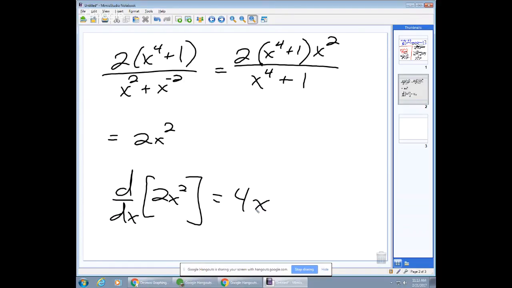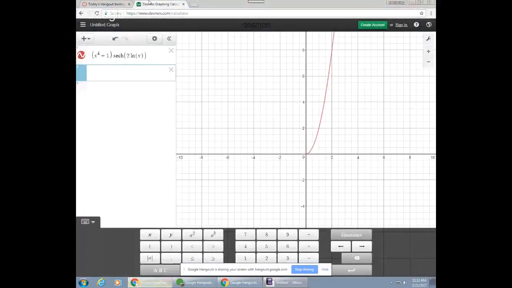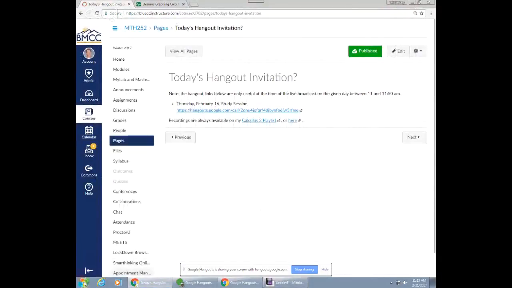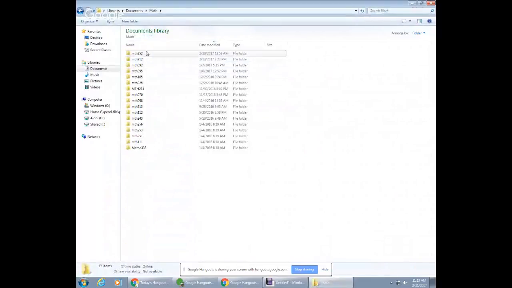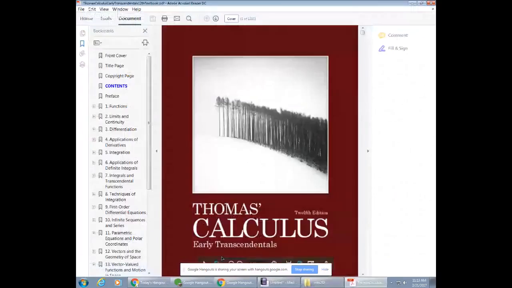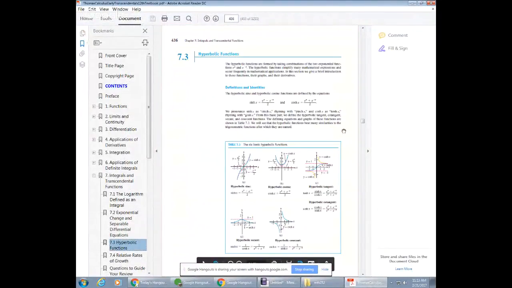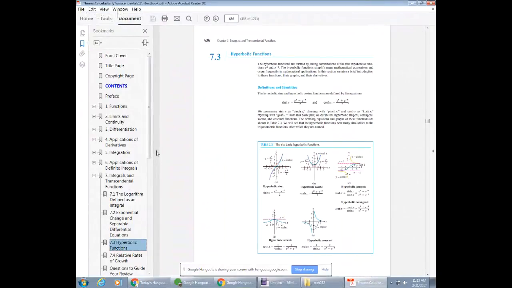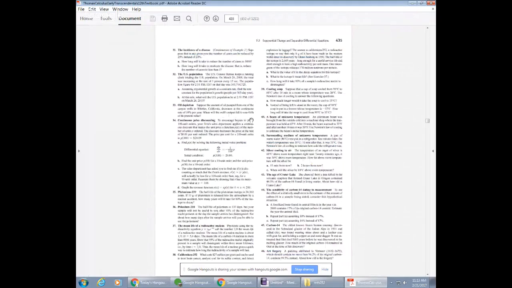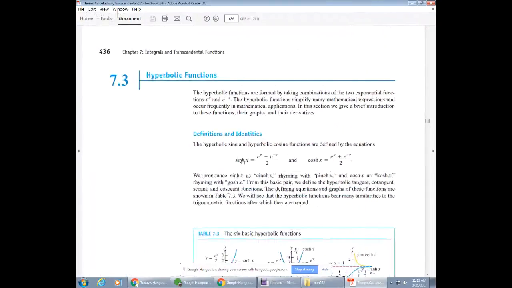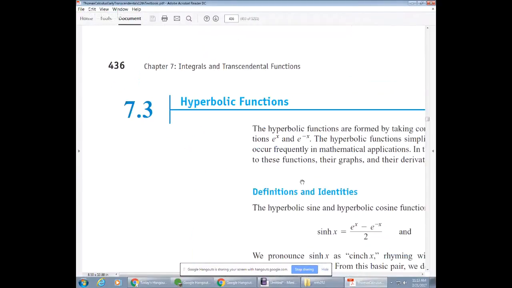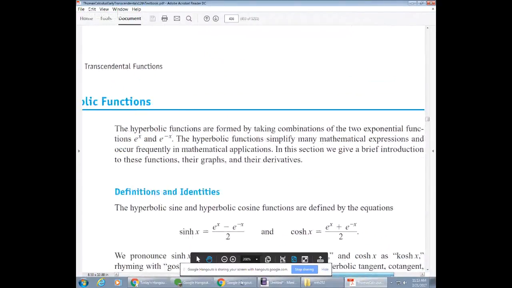All right, so we are going to take a quick look at some trig formulas and then move on to the next section. So where is my calculus book? Math 252, Thomas Calculus, Chapter 7, Section 3. The big thing about Section 3 is there's a ton of formulas that we need. Blow up. All right. So we got the basic definition of hyperbolic sine and hyperbolic cosine. And those are the main things we need.